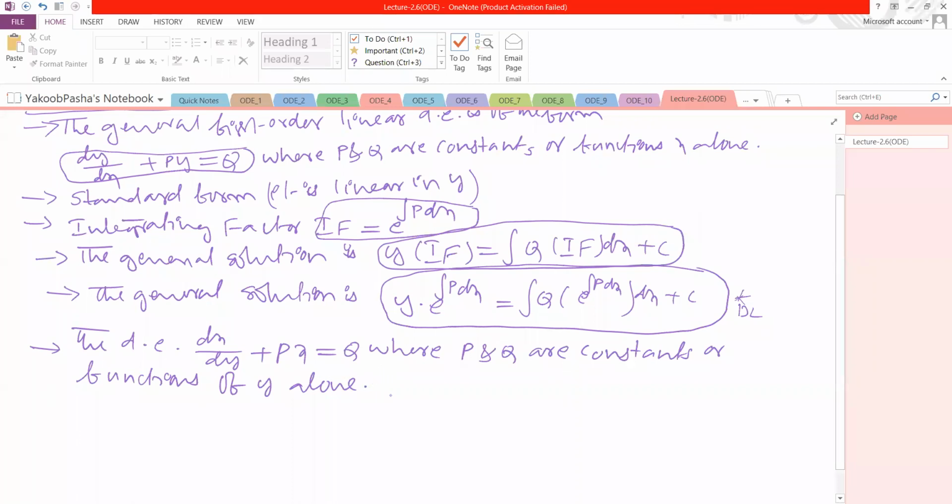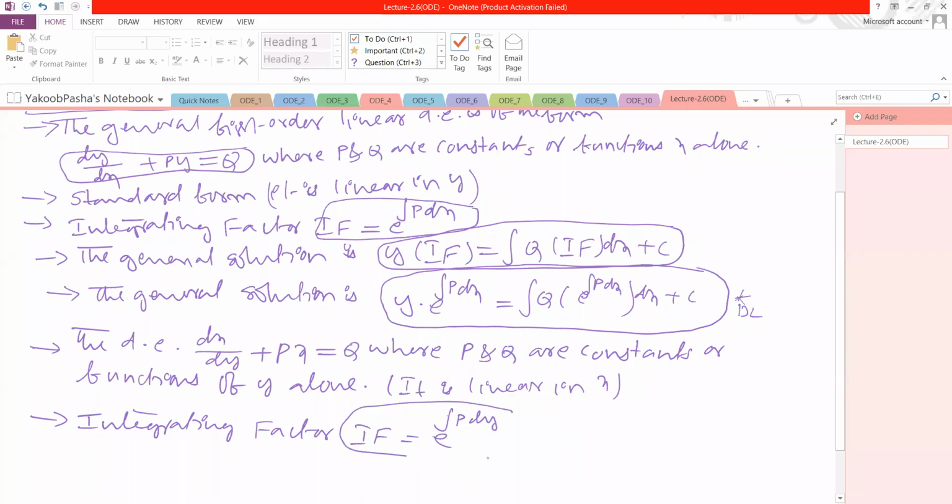Then this differential equation is called a linear differential equation in the dependent variable x. Here x is the dependent variable, and to find the solution, we have to find the integrating factor. Just change the dependent and independent variables of the above equation. So the integrating factor IF is equal to e to the power of integral p dy. This is the formula to find the integrating factor.